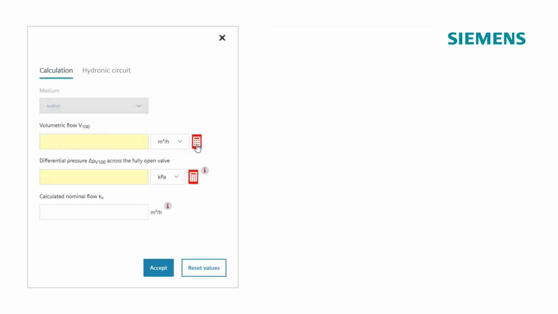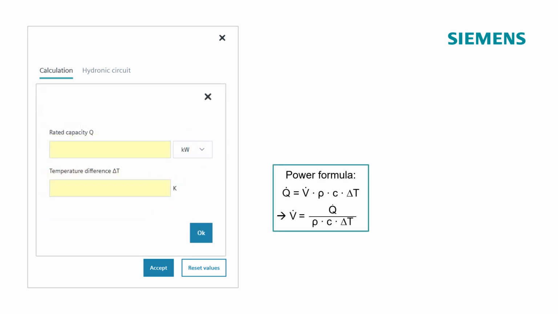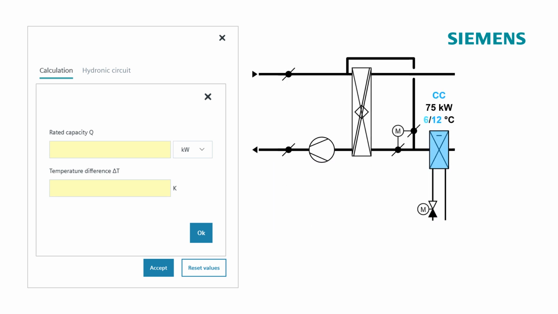Now, the volumetric flow that the valve must handle must be calculated. Click on the calculator symbol to enter the detail information. The volumetric flow is calculated using the power formula from the rated capacity and the applicable temperature difference. In this calculation, typical constant values for density ρ and specific heat capacity C are used. Here once again the plant schematic with the data for the cooling coil. The rated capacity of 75 kW can be entered directly.